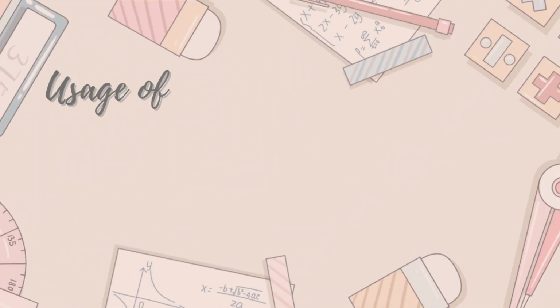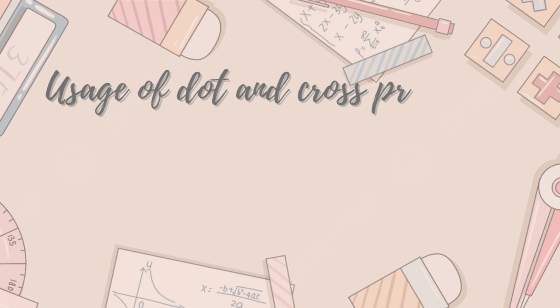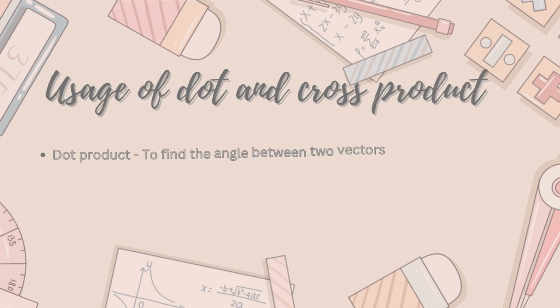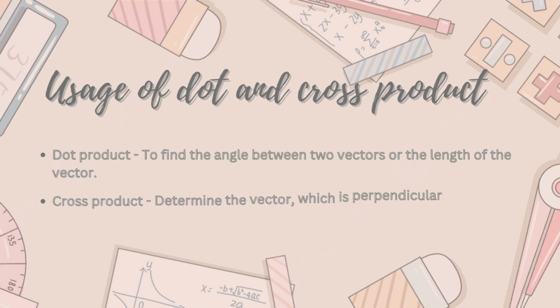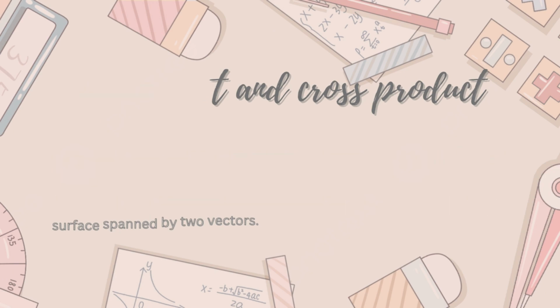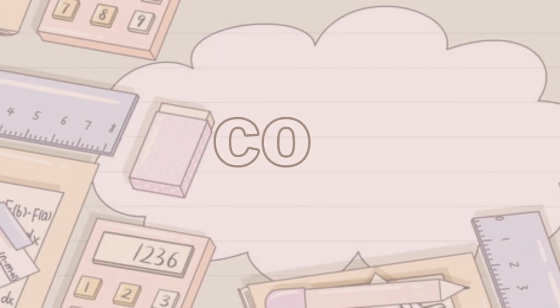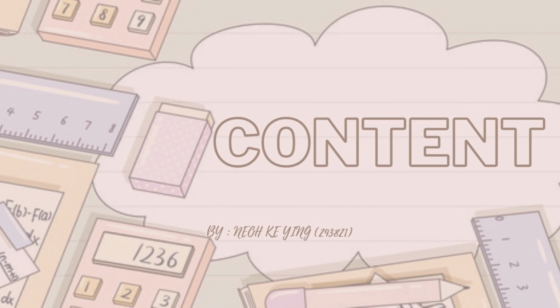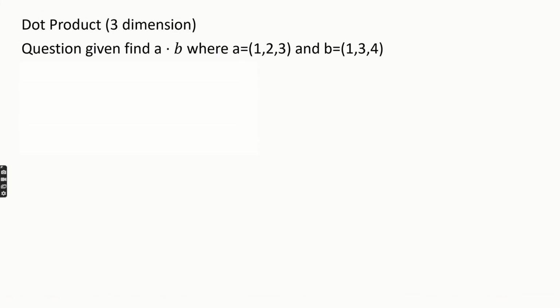Moving on, we will discuss the usage of the dot and cross products. The dot product is used to find the angle between two vectors or the length of a vector, whereas the cross product is used to determine the vector which is perpendicular to the plane surface spanned by two vectors. So, let me elaborate with some examples.